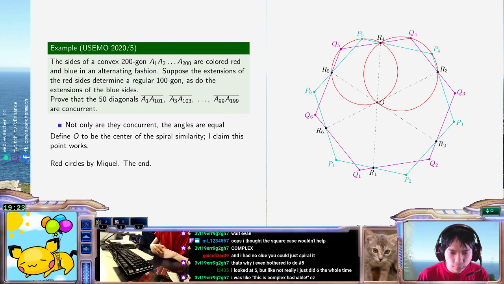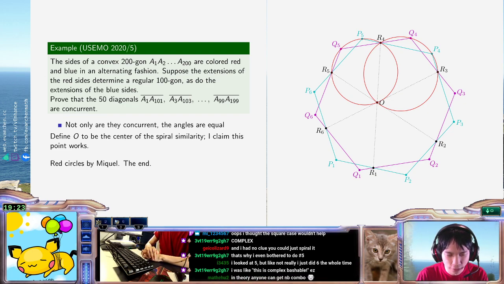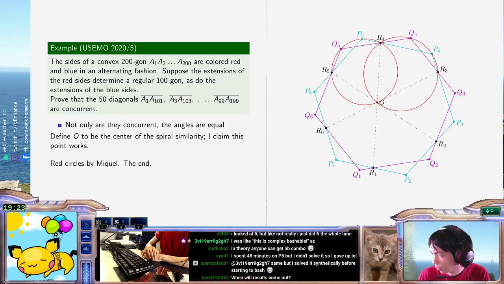Complex? Okay, good job. Yeah, it's probably complex special.